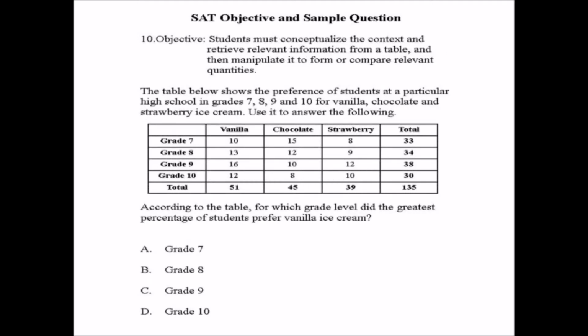Number 10. The table below shows the preference of students at a particular high school in grades 7, 8, 9, and 10 for vanilla, chocolate, and strawberry ice cream. Use it to answer the following. According to the table, for which grade level did the greatest percentage of students prefer vanilla ice cream? Was it A, grade 7, B, grade 8, C, grade 9, or D, grade 10? Circle the correct letter.